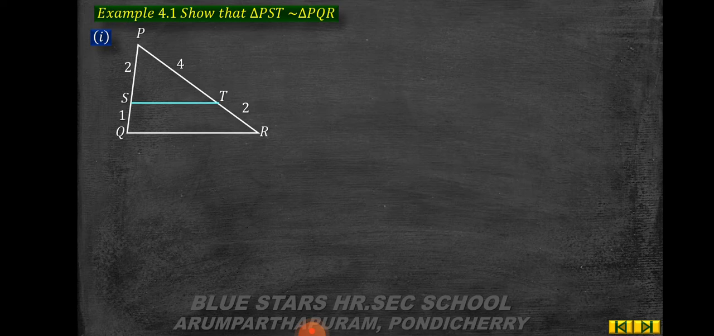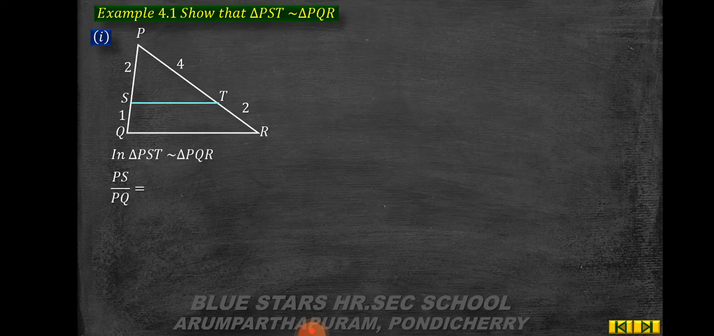Now we are moving to worked examples. Example 4.1. Show that triangle PST is similar to triangle PQR. So this is the given figure.